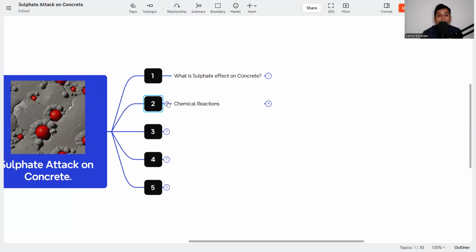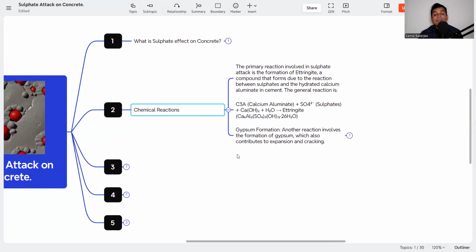Next, we need to know what is the chemical reaction. What is happening exactly whenever the sulfate comes into contact with the concrete? The primary reaction involved in sulfate attack is the formation of ettringite, a compound that forms due to the reaction between sulfate and hydrated calcium aluminate in cement. So it is reacting and forming ettringite. This is a compound usually found when concrete comes into contact with the soil.